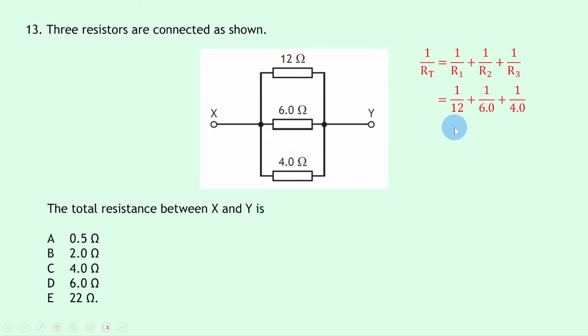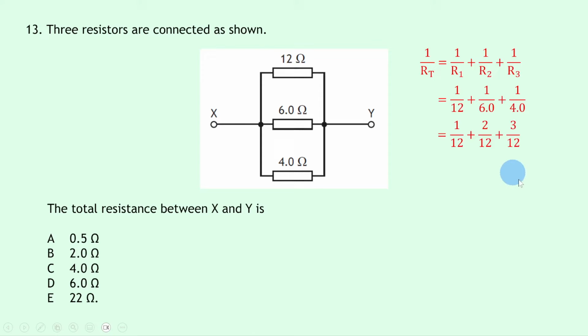Substituting in our numbers gives 1 over 12 plus 1 over 6.0 plus 1 over 4.0, and then I'm going to use the lowest common denominator method here to simplify these fractions, but you can just simply plug this into your calculator if you prefer. So notice how the lowest common denominator here is going to be 12 because 4 and 6 both go into 12. So to get from 6 to 12 we need to multiply the top and bottom here by 2, and to get from 4 to 12 we need to multiply the top and bottom here by 3. So we have 1 over 12 plus 2 over 12 plus 3 over 12.